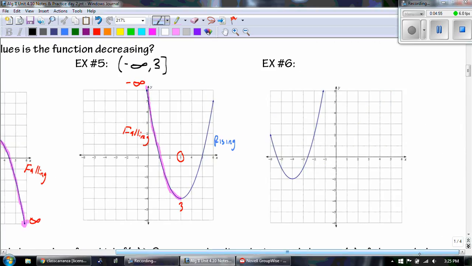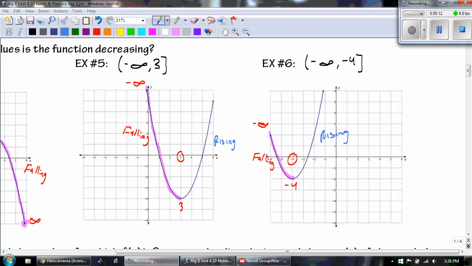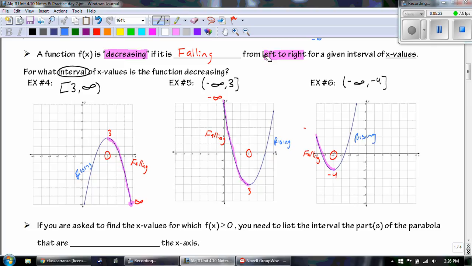All right, number 6, once again, you are on your own. Go ahead and pause the video, and good luck. Okay, so we are falling on the left side from negative infinity to negative 4. Let's actually make that look like a negative infinity. That looked kind of weird.